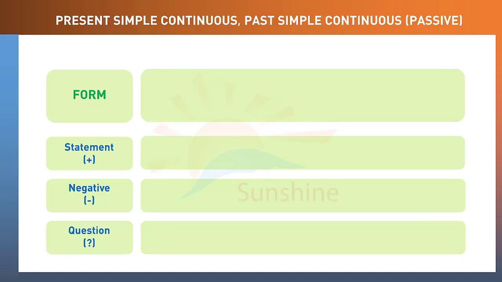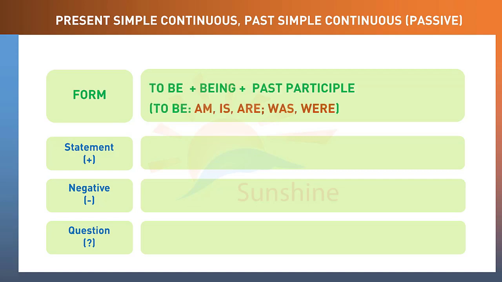Now we'll look at the continuous tenses, present simple continuous and past simple continuous. First, we use the correct form of the verb to be, am, is, are, was, or were. Then we use being plus the past participle. For a positive statement, the pizzas are being baked. The subject here is the pizzas. The correct form of the verb to be is are, then being, and then the past participle. The pizzas are being baked.